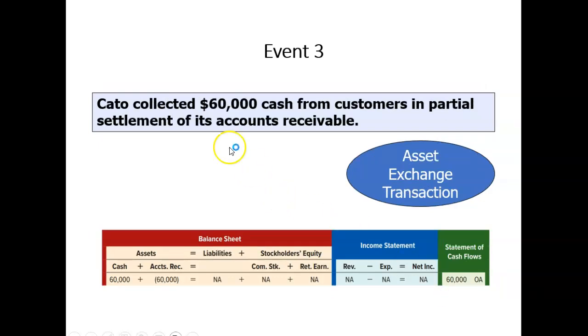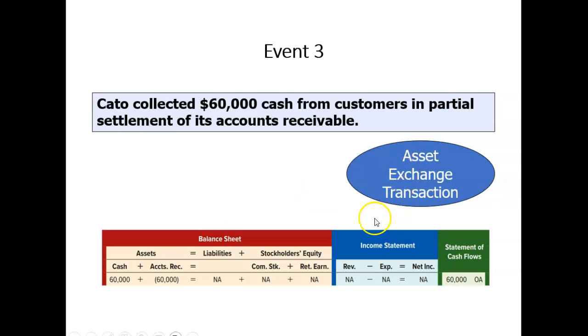Now for our next event, we collected 60,000 cash from the customer in partial settlement of accounts receivable. So the client owed us 84,000. They just paid us $60,000. So how does that transaction impact the accounting equation? Well, cash would increase by 60,000. Accounts receivable would decrease by 60,000. So now we have two asset accounts involved in this transaction.